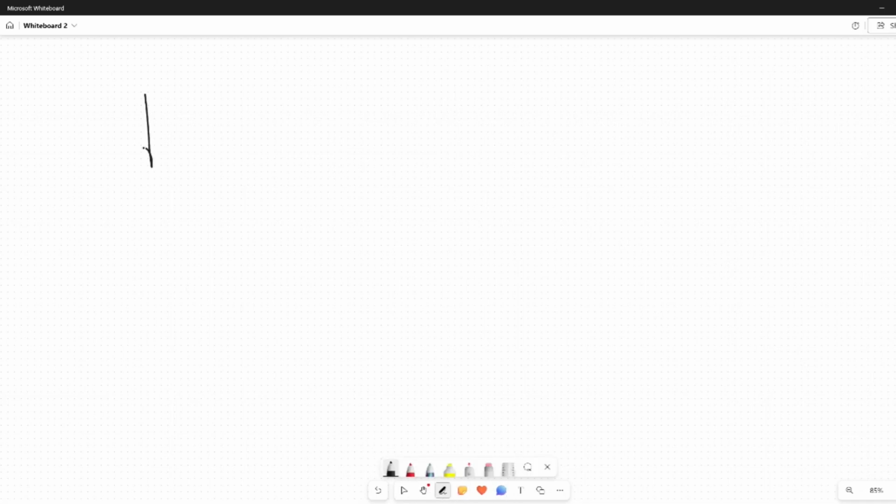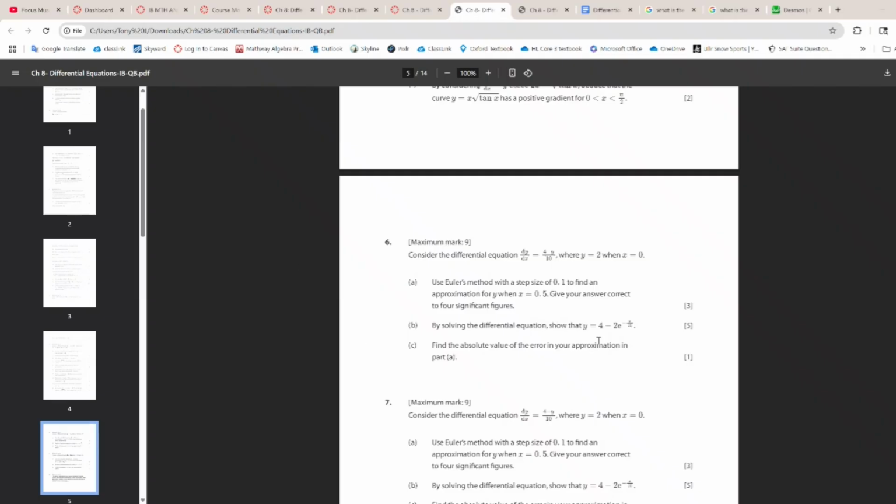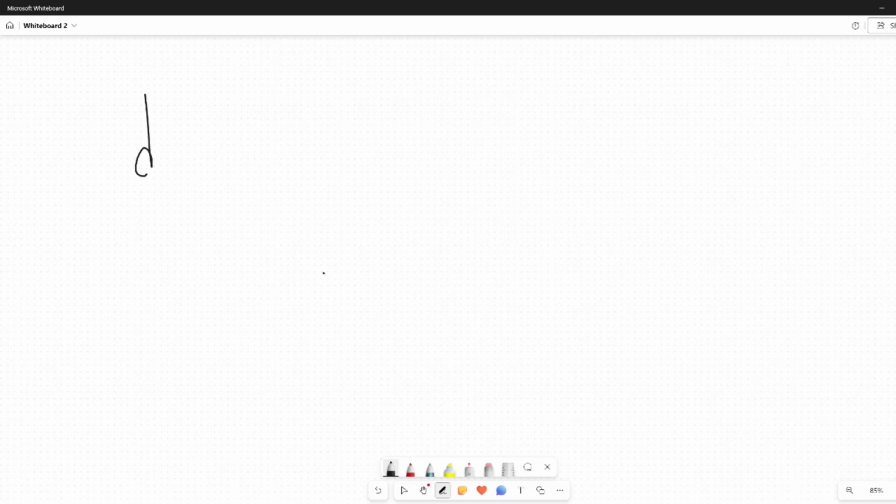So let's get started. Let me switch. Oh, actually, I am already on the whiteboard. Let's see. Yeah. So here's the question we have, and we're pretty much trying to prove this on the whiteboard. Okay. Let me get this up and working. All right. dy over dx equals 4 minus y over 10.